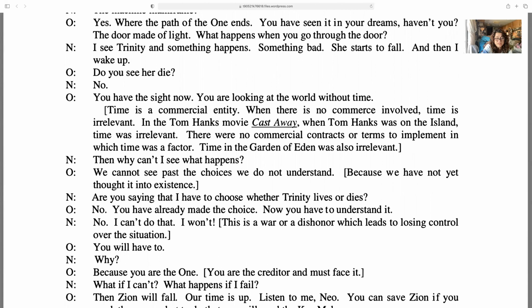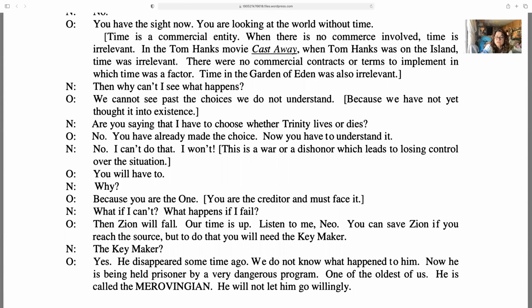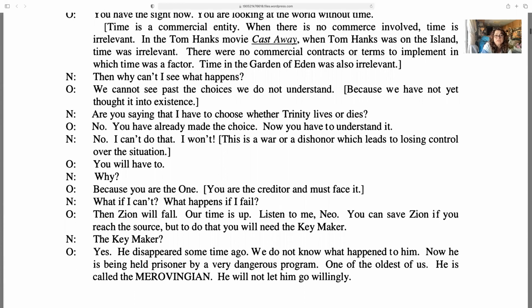Neo, are you saying that I have to choose whether Trinity lives or dies? Oracle, no. You've already made the choice. Now you have to understand it. Neo, no, I can't do that. I won't. This is a war or a dishonor which leads to losing control over the situation. What does that mean? Oracle, you will have to. Neo, why? Oracle, because you are the one. You are the creditor and must face it.